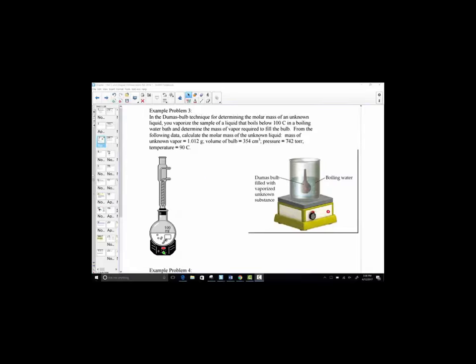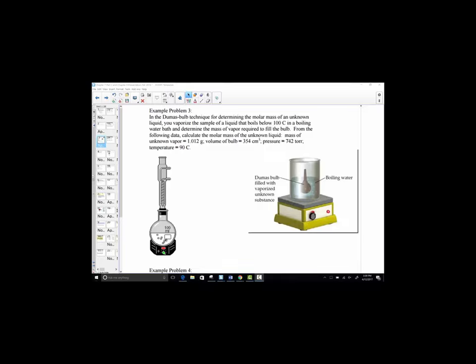In this recording, we are going to work a practice problem very similar to what we'll have set up in the lab this week. We're using a technique known as the Dumas bulb method for determining the molar mass of an unknown volatile liquid. The word volatile simply means that it evaporates from liquid to gas readily at a reasonable temperature under 100 degrees Celsius.